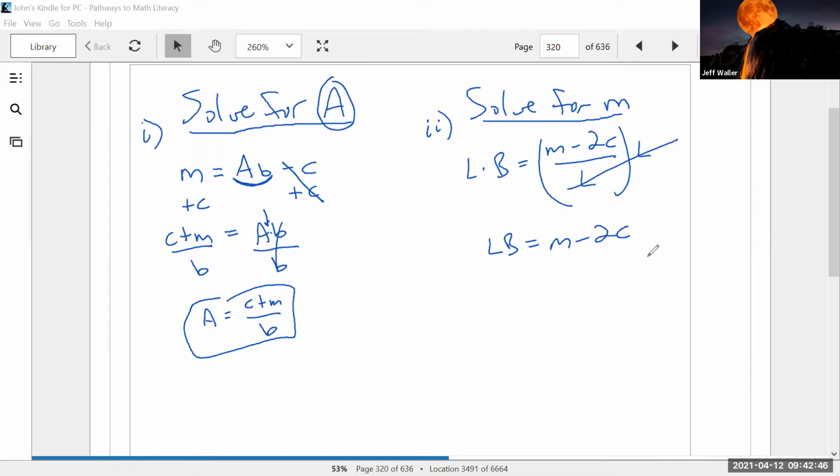Yay! And now I've only got one step left to do. Kill 2C. Yeah, exactly. Stupid 2C. So what operation do I use to kill it? Add. Yeah, add, because it's LB subtracting right now. I like it. So I get LB plus 2C equals M.